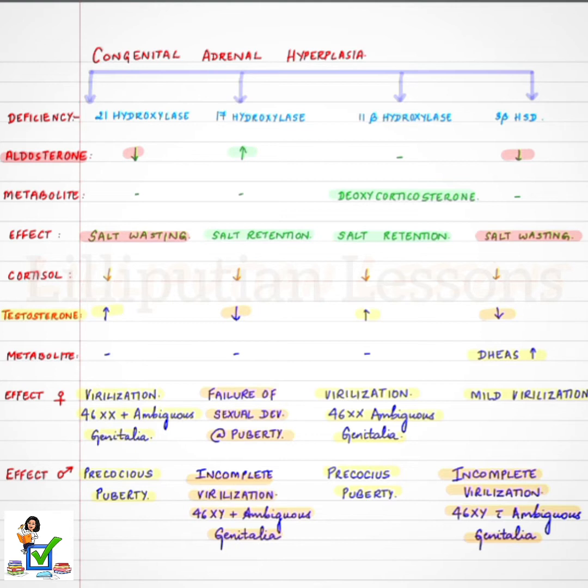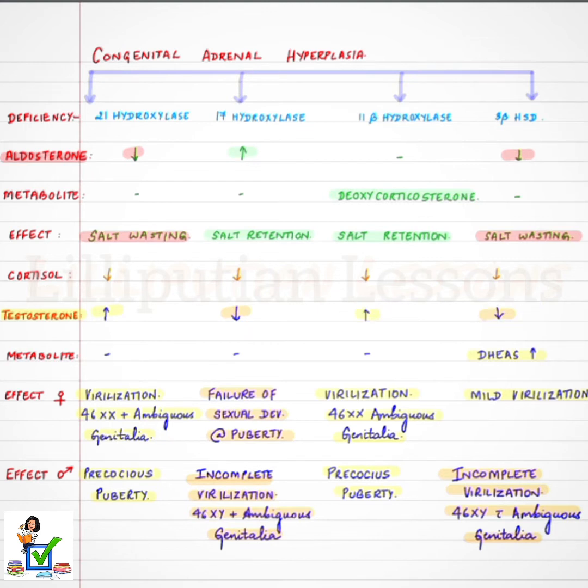Okay, now one easy way to remember in all of this is that cortisol is universally reduced, so that there is no difficulty to remember that. The next point is about testosterone. So testosterone follows another pattern. It is increased, decreased, increased, and decreased in that sequence.